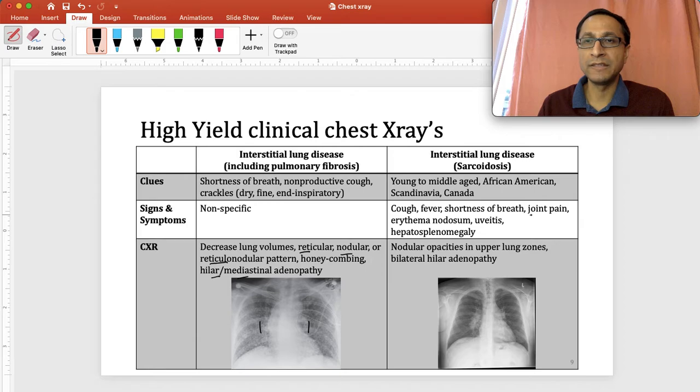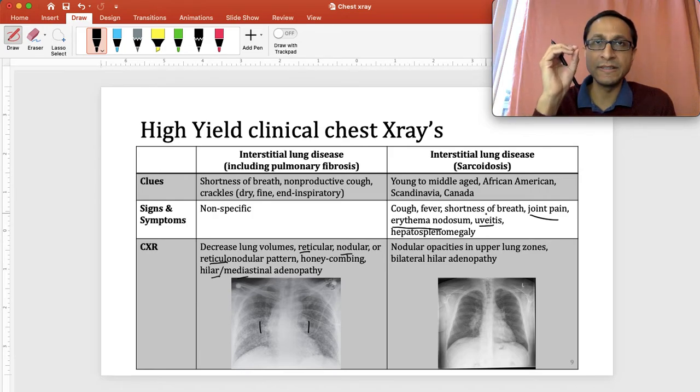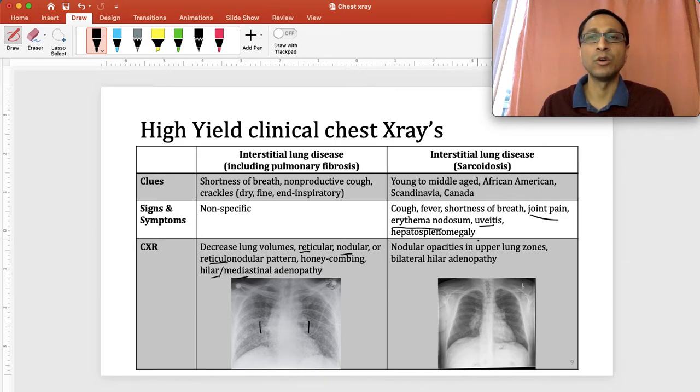Joint pain, this is important. Joint pain, erythema nodosum. Erythema nodosum is a skin condition. This is on the shins, and uveitis. Uveitis is collection of WBCs, white blood cells in the anterior chamber of the eye. So sometimes we have the anterior or the posterior uveitis. And we can also have hepatosplenomegaly because of granuloma formations in those areas. Okay? So those are some of the clues to look for with sarcoidosis.